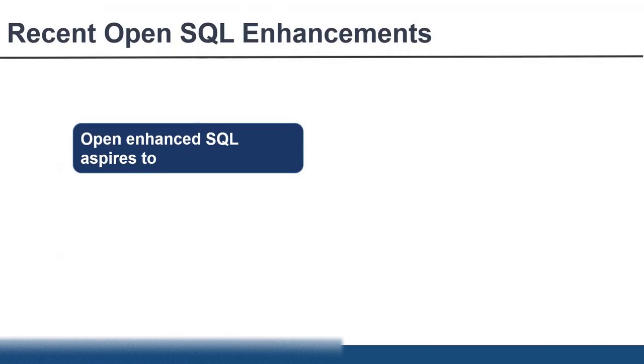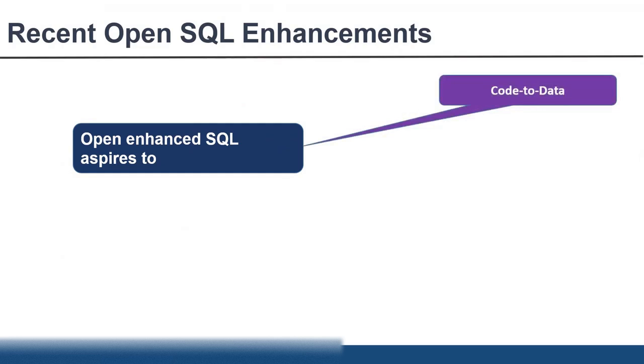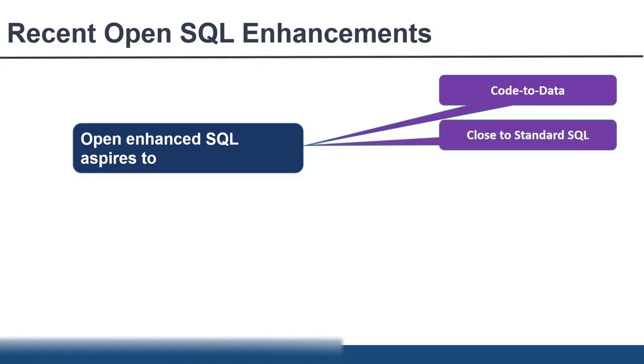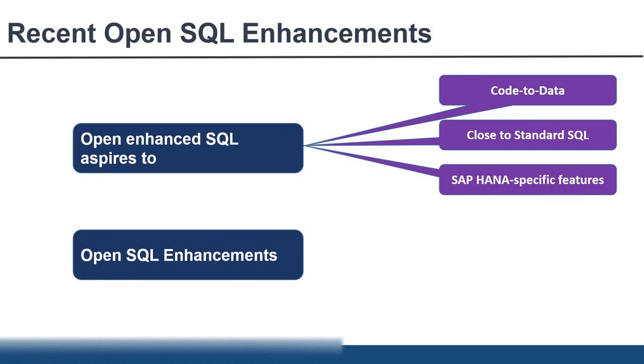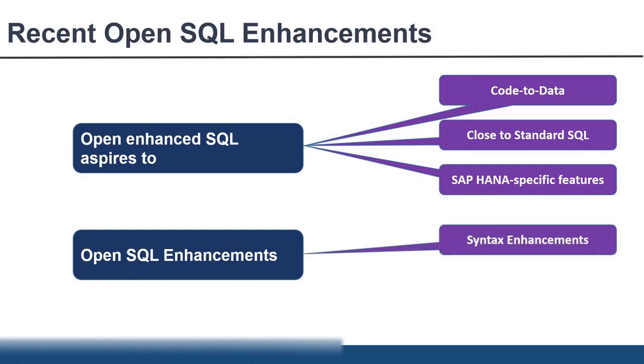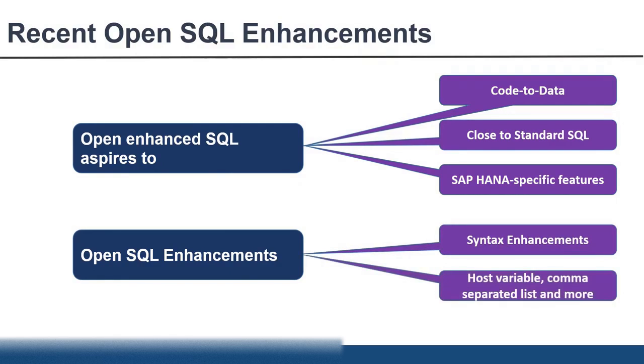The enhanced OpenSQL aspires to enable the application of the code to data paradigm. It provides more standard SQL features. It also enables the conception of SAP HANA specific features. The enhancements of OpenSQL comprise syntax improvements. It contains host variable, comma separated list, and much more. The details of the same are explained in further slides.